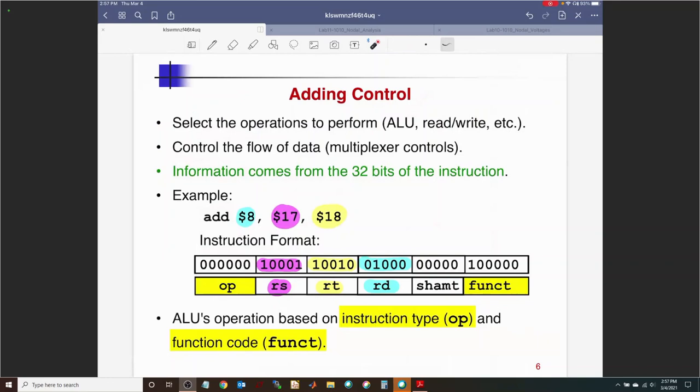And we saw that this op field is going directly into the main control unit, right? That is becoming the input of the main control unit. However, the function field, the last 6 bits, only for the R-type instruction, because there's no function field for the I and the J, the last 6 bits are an input to the ALU control.